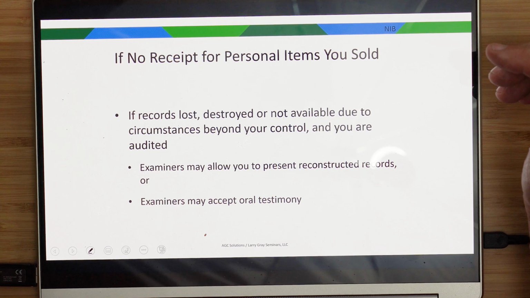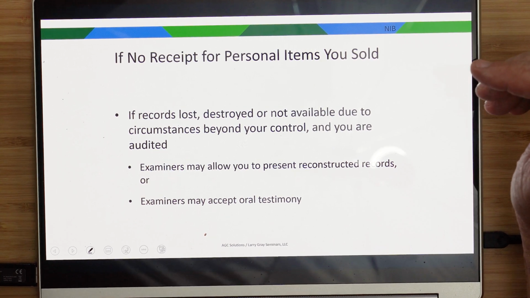Real quick before we go to profits and losses, if you have no receipts for the personal items, then an examiner may allow you to present reconstructed records, or the examiner may accept an oral testimony. So there's no free pass. You just can't say, well, I can't find the cost. Or you can't say, well, I sold the couch for $1,200, I think I had $1,200. You can't do that. You have to go back and say, I paid $1,000 for the couch. If I sold it at $600, I have a loss. If I sell it at $1,200, I have a profit. So just a real quick stop.